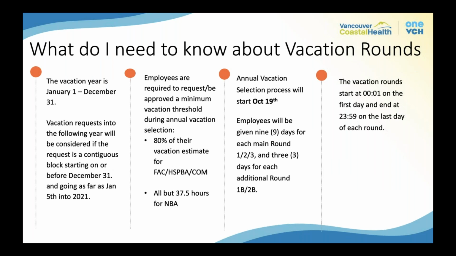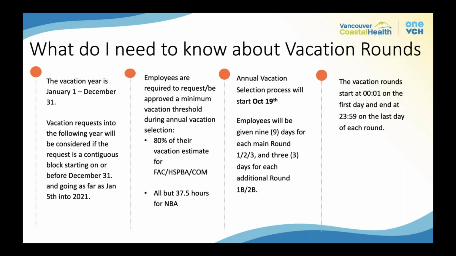What do you need to know about vacation rounds? The vacation year is January 1 through December 31st. Vacation requests can push into the following year up to 6 contiguous days, including December 31st. So you can make requests in the end of the year out to January 5th, 2021.